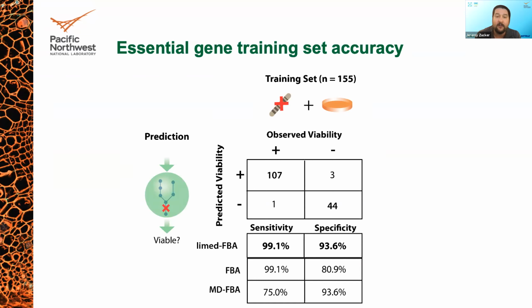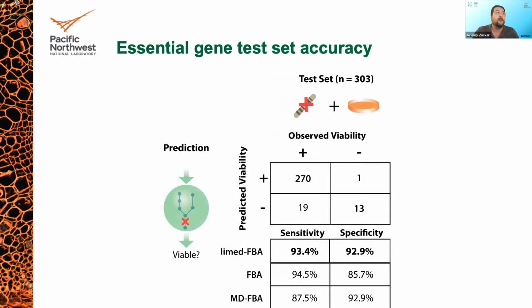On the training set, we correctly predicted growth in 107 out of 108 gene knockouts that were experimentally observed to be viable. And we correctly predicted no growth in 44 out of 47 mutants that were experimentally observed to be inviable under minimal nutrient conditions. On the test set, we correctly predicted 270 out of 289 experimentally viable gene knockouts, and we correctly predicted 13 out of 14 experimentally lethal mutants.